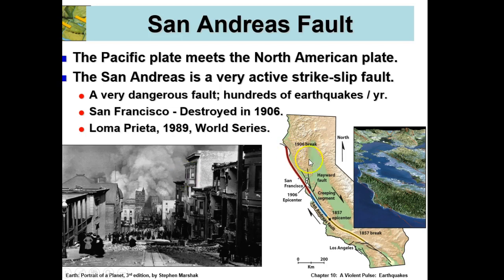San Andreas Fault, of course, is where most people usually think of actual earthquakes happening. That's simply usually going to be the southern portion of California. Remember, the northern portion is going to be a subduction zone. This is actually a transform zone here. It's the most active strike slip fault. Very, very dangerous. We'll talk next time how in San Francisco it destroyed almost the entire city in 1906, as well as most recently the World Series actually caved in the actual stadium where that happened.